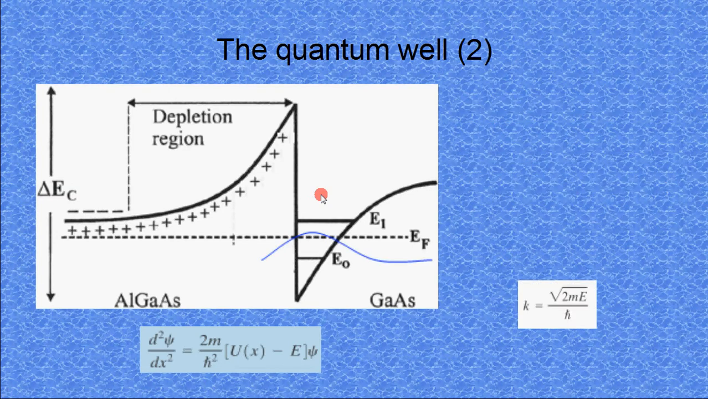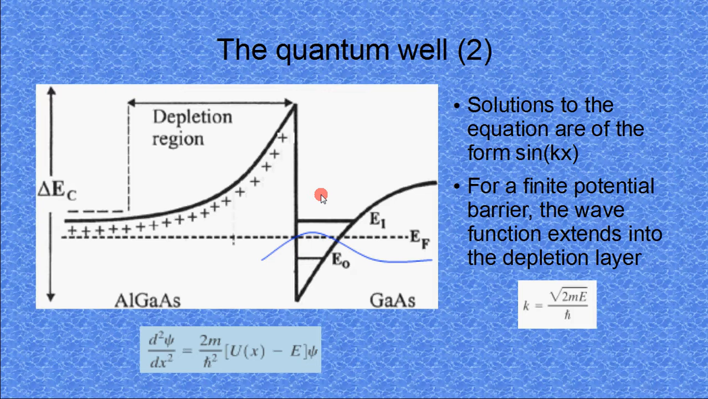The solutions are of the form sine kx, that is, a standing wave, and if these barriers were infinite, they would have been contained within this quantum well. But since they are not, we have some leakage, or rather probability of tunneling into either side of the barrier.